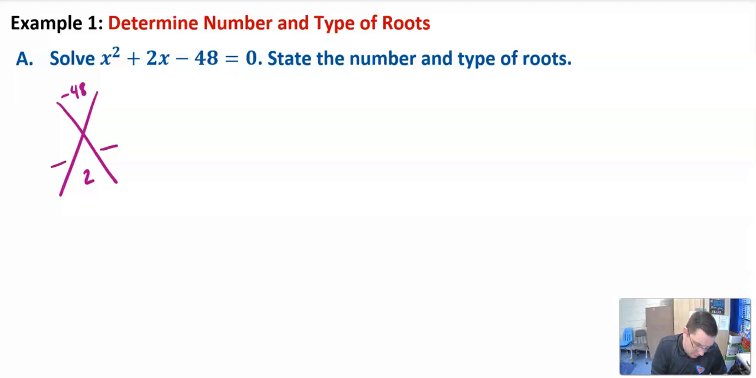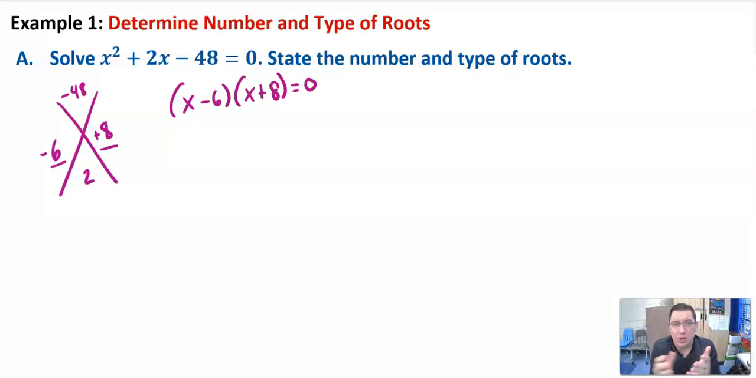Well, when we go down our list of 48, 1 times 48, 2 times 24, 3 times 16, 4 times 12, and then we get to 6 times 8. And if I use 6 and 8, the 8 being positive, the 6 being negative, that added together will give me positive 2, and multiplied together, of course, will be the negative 48. So this will factor to x minus 6 times x plus 8 equals 0. Now remember, if our a was not 1, we could divide by a and do this method, or remember that we'd have to do factor by grouping. And that's what we talked about in the previous section about factoring methods.